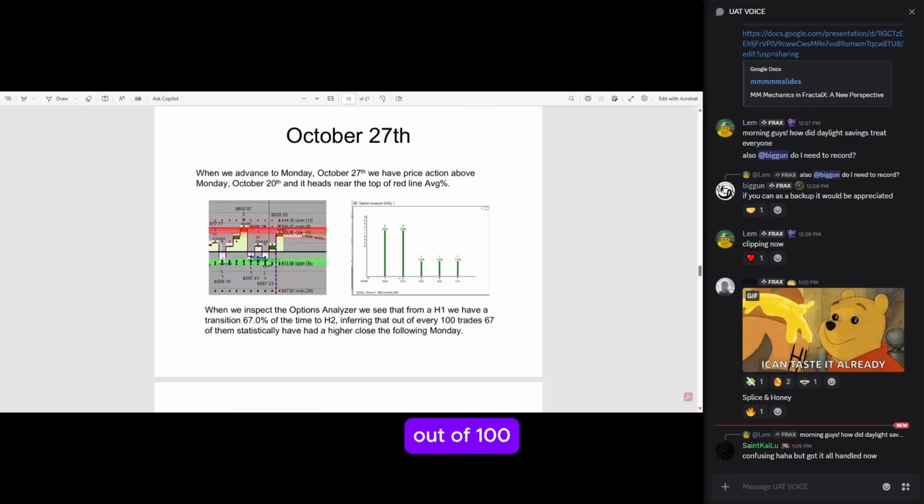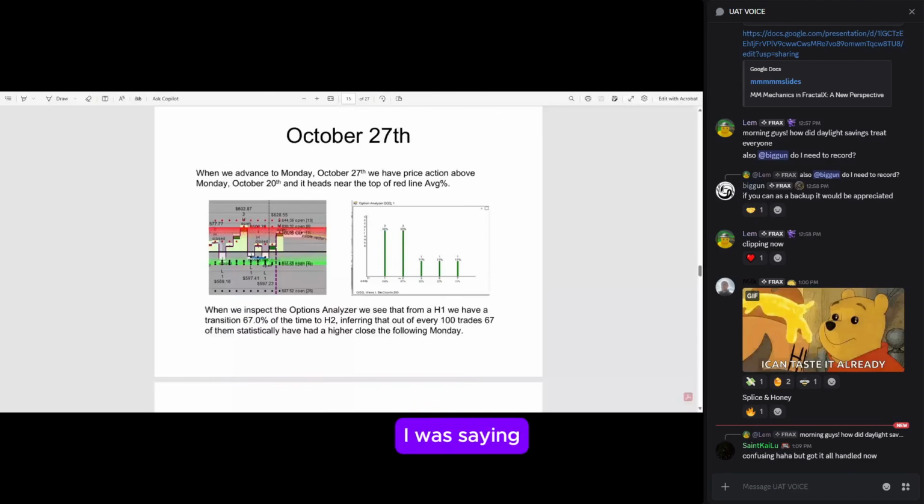So that means out of 100 trades, statistically, 67 would work. So it's approaching 70%, which is really good, because anything above 50 is great. And in the option market, it can return really unusual results on the long side.